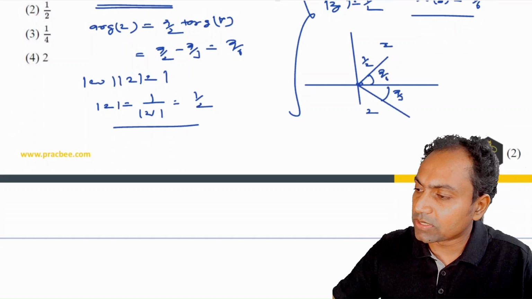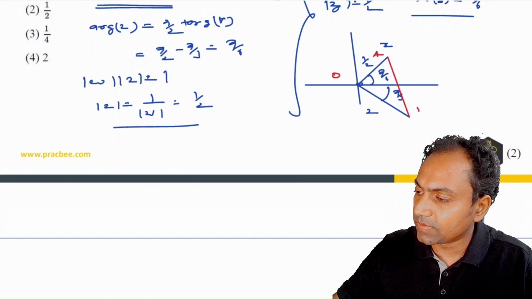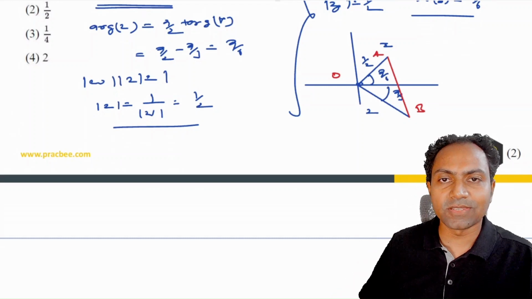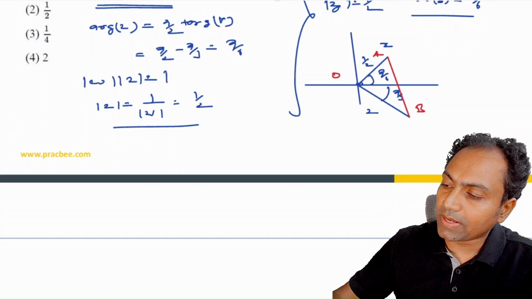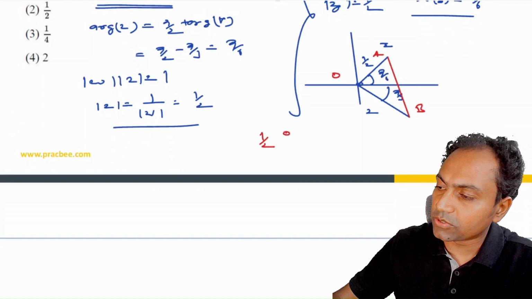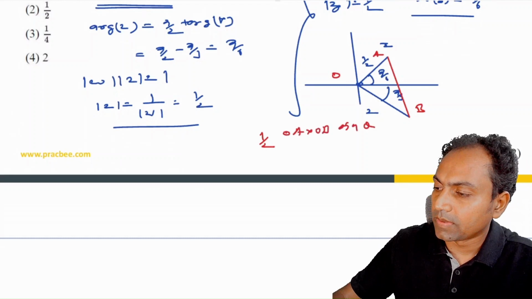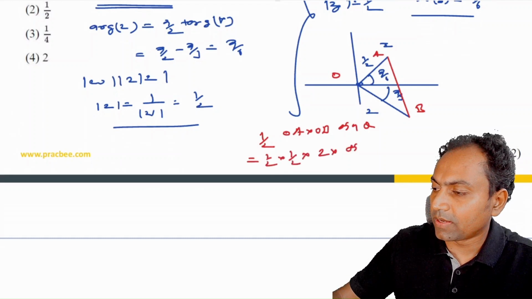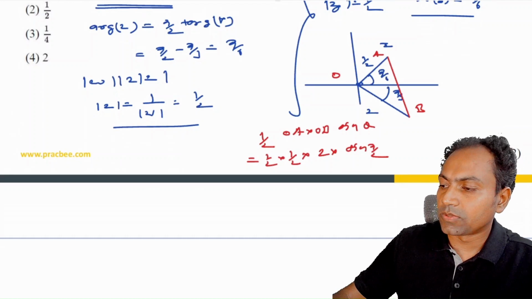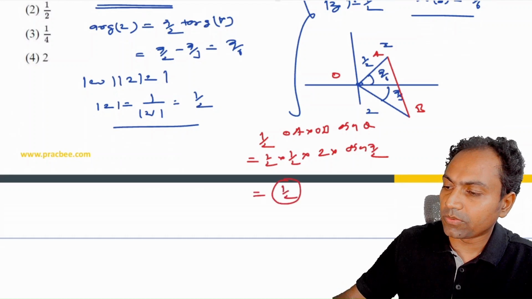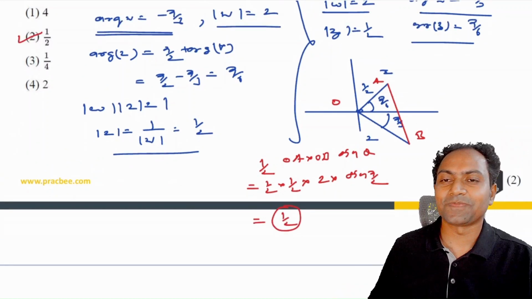And now they're talking about this triangle OAB. Let us say this is O, this is A, this is B, and we want to find the area of this. Now there's a very simple formula that area of a triangle is nothing but half of the multiplication of two sides and the sine of the angle between them. So if I apply this formula, OA is 1/2, OB is 2, and the sine of the angle between them is sine of pi/2. So if I do this, the answer becomes 1/2, and that is nothing but option 2.